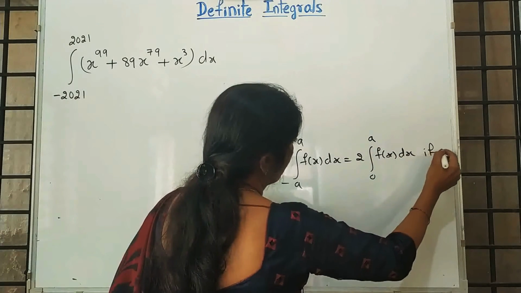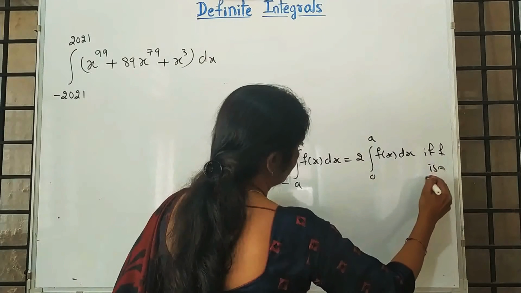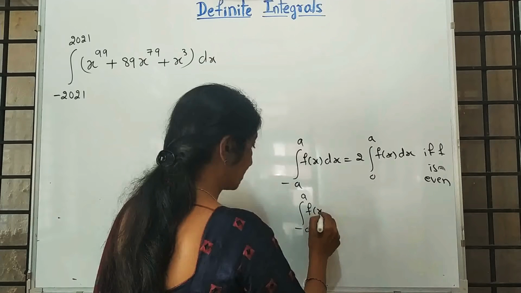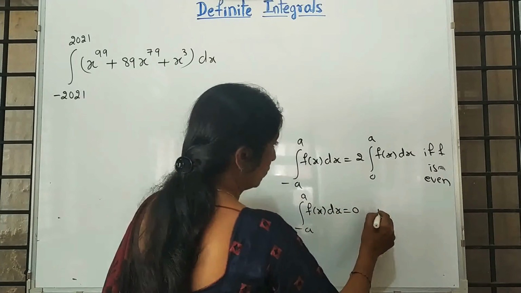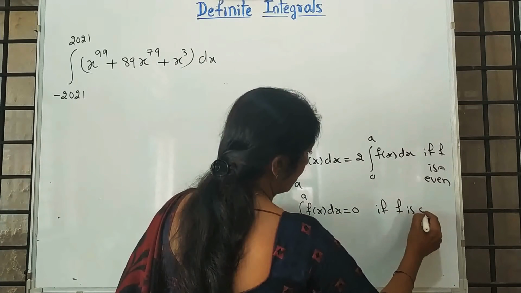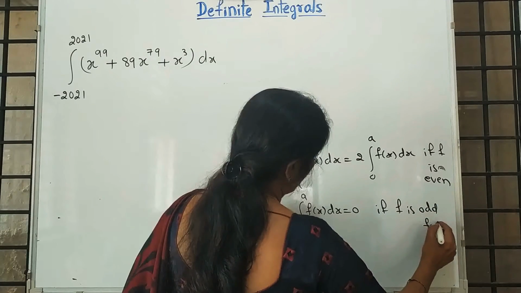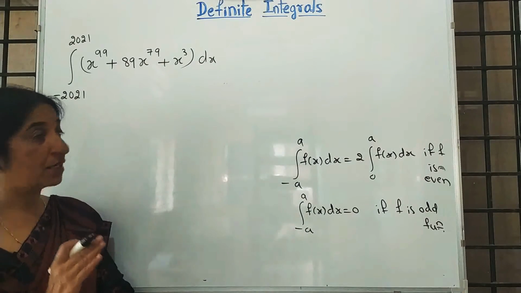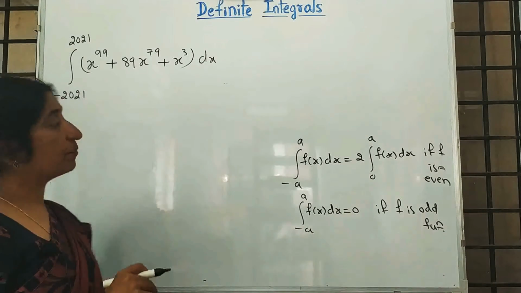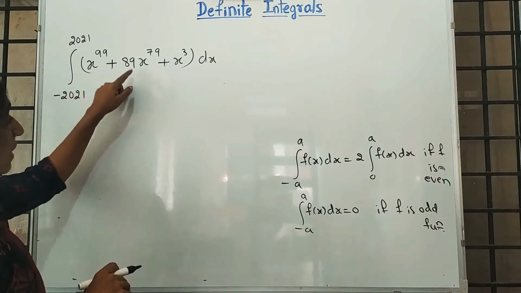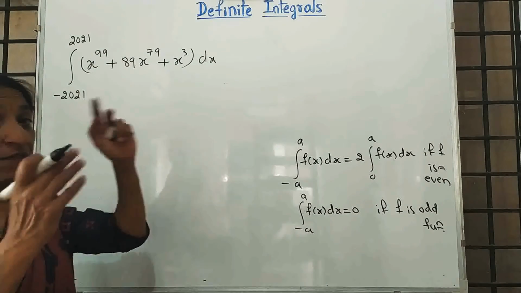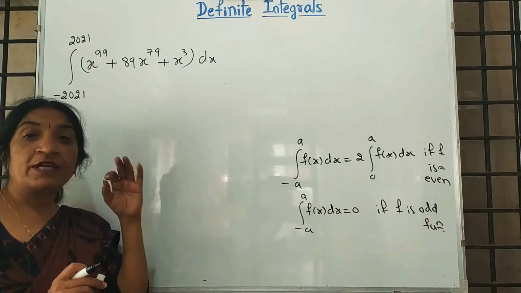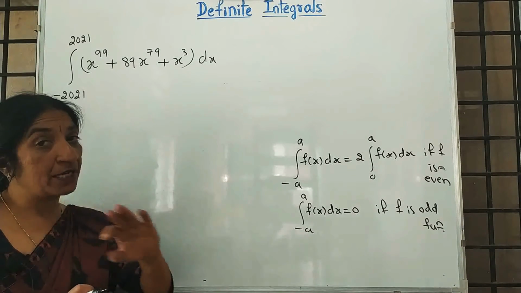If f is even, the integral is 2 times the integral from 0 to a. Next, integration from minus a to a, f of x dx is 0 if f is an odd function. That means the lower limit and upper limit are equal, but differ by sign. Lower is minus, upper is plus. And x raised to, see that power, all x powers are odd numbers. In algebraic expressions, if the x powers are odd, then it is a completely odd function.